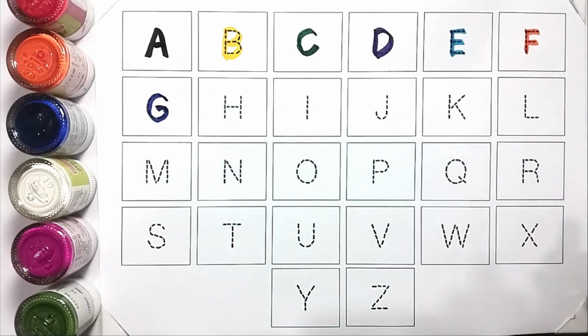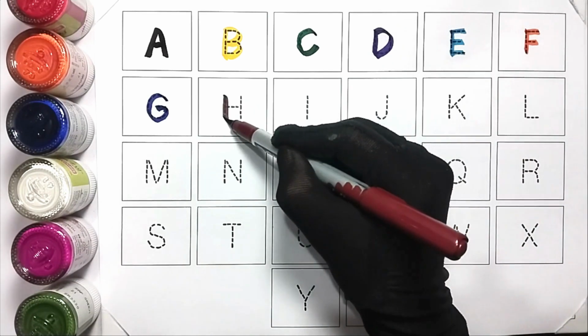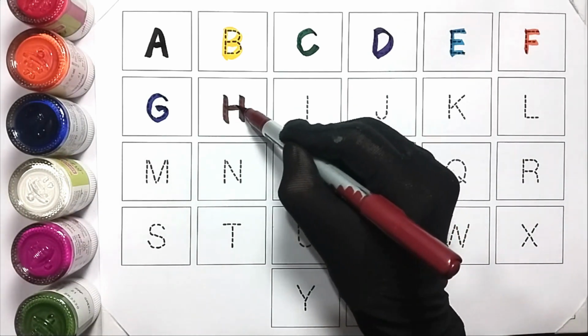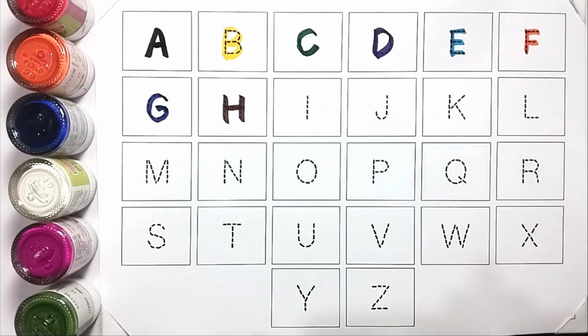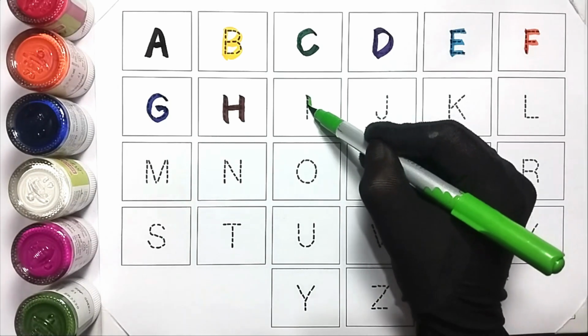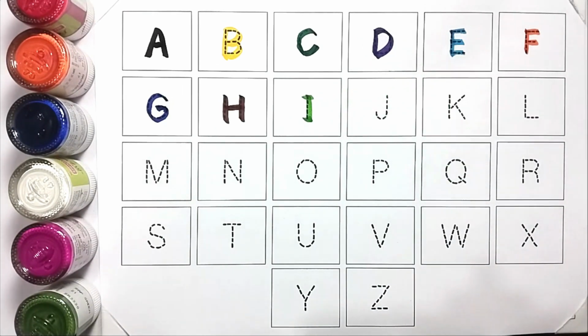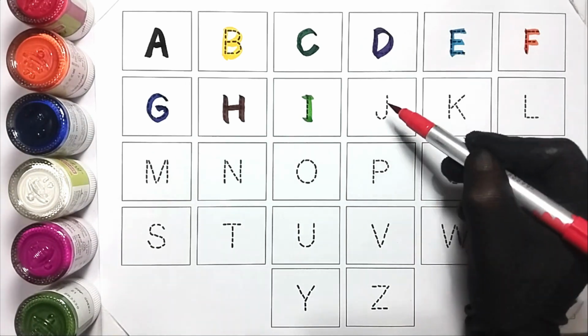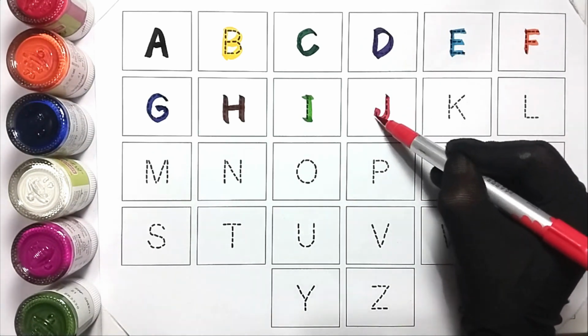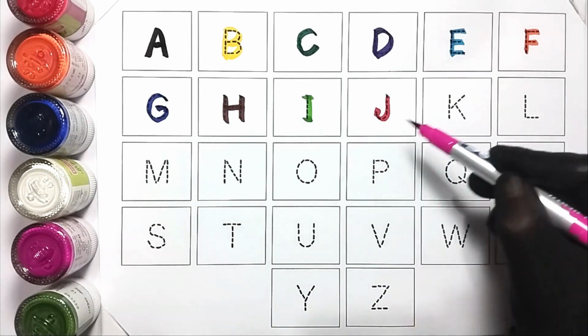G for gun. Brown color. H for honey. Light green color. I for eyes. Red color. J for jackfruits. Pink color.